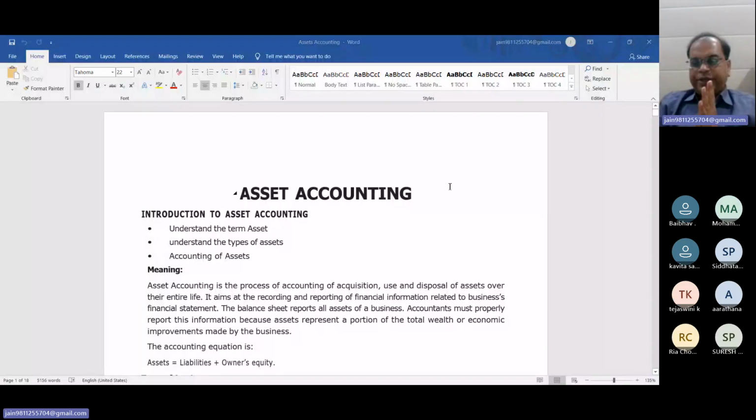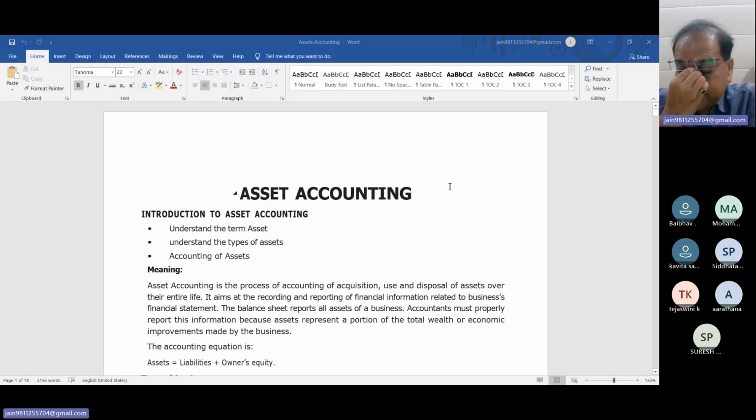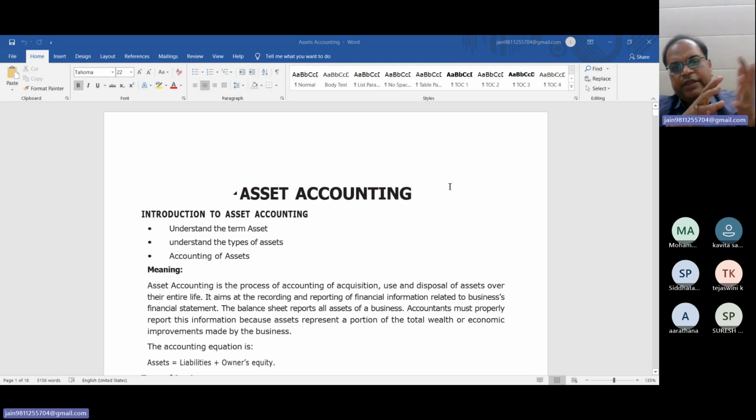Now I am starting the new topic regarding assets accounting. I think in assets accounting we have already covered all the concepts in the first part of the financial accounting book. So there are some detailed concepts regarding assets. What is an asset? How many types of assets? The types of assets are fixed assets and current assets. Under fixed assets, two types: tangible asset and intangible asset. I think we have already covered all the concepts in accounting first.